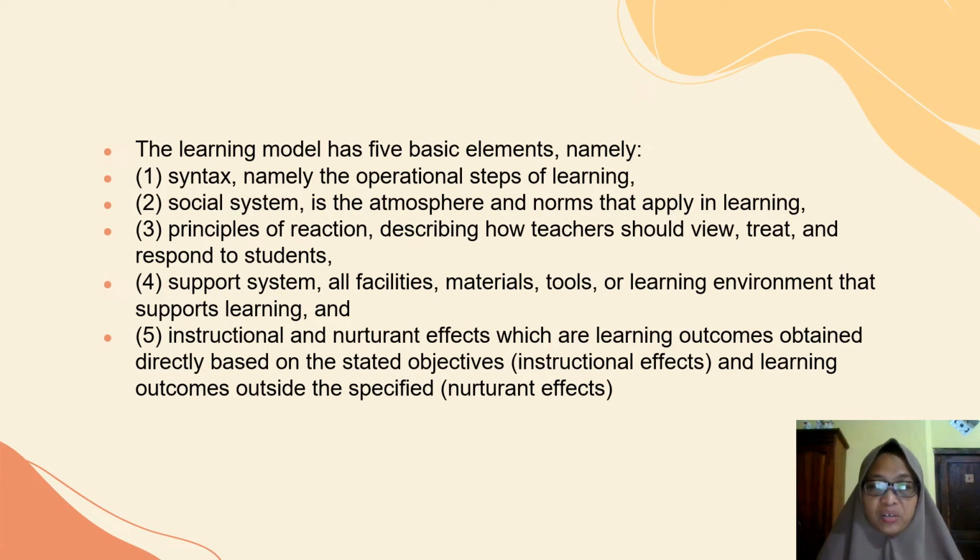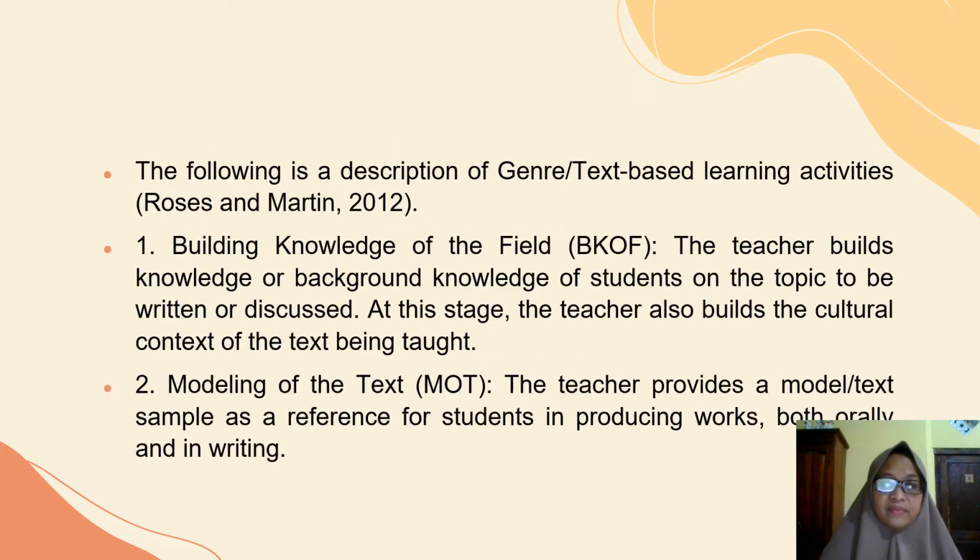And the fifth, instructional and nurturant effects, which are learning outcomes obtained directly based on the stated objective, or instructional effects, and learning outcomes outside the specified objective, or nurturant effects. Dealing with the genre-based approach, or text-based learning activities, based on Rose and Martin 2012, there are four stages. The first is building knowledge of the field, or BKF. The teacher builds the background knowledge of students on the topic to be written or discussed. In this stage, the teacher also builds the cultural context of the text being taught.